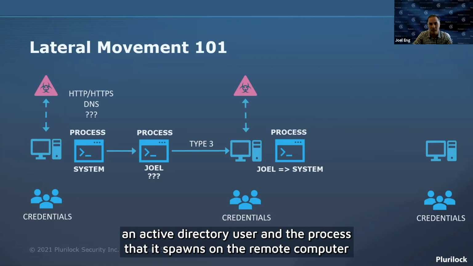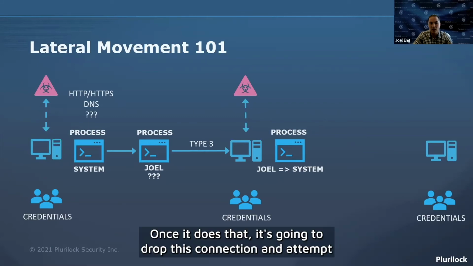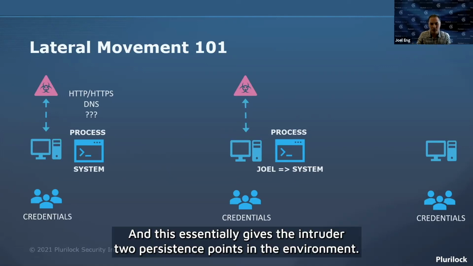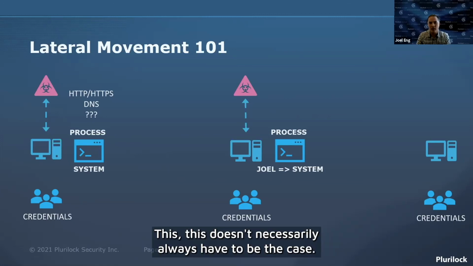And the process that it spawns on the remote computer is going to initially run within the context of a user and then reach out to its command and control server. Once it does that, it's going to drop this connection and attempt to elevate to system again. And this essentially gives the intruder 2 persistence points in the environment. They're both reaching back to the same C2 infrastructure. This doesn't necessarily always have to be the case.